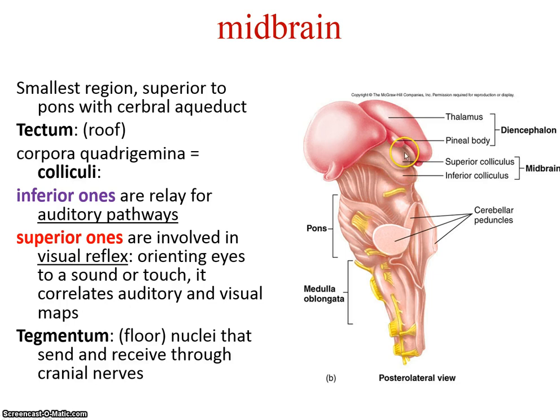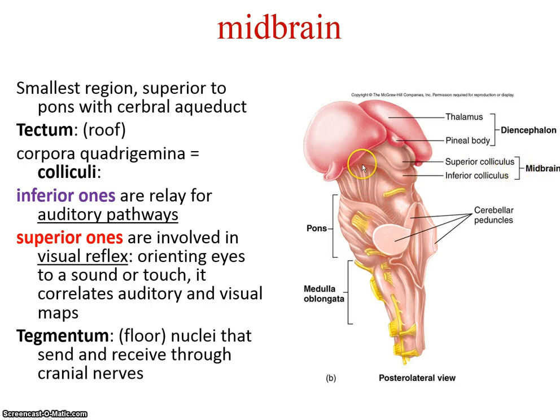And there's these four bodies. This is the reason it's called the corpora quadrigemina. Quad is four. The four are divided into the upper two and the lower two, upper would be superior, lower would be inferior, and then they're called the colliculus, or colliculi for plural. So this is the vast majority of what you see and know as the midbrain.